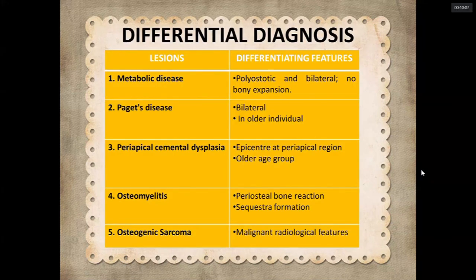Differential diagnosis. First one is metabolic disease, which is usually polyostotic and bilateral, and there is no bony expansion. Second, Paget's disease, which is bilateral and occurs in older individuals. Third, periapical cemental dysplasia. The epicenter of the lesion is at the periapical region, and the lesion usually occurs in the older age group.